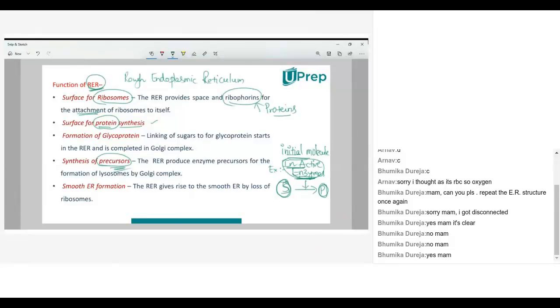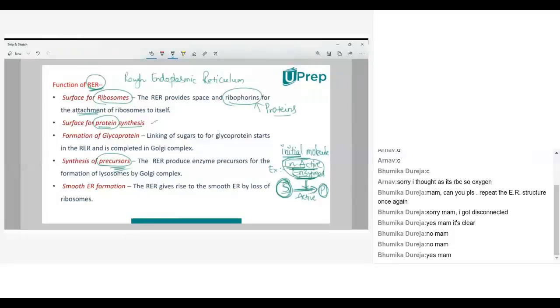the initial molecule. Until this inactive enzyme comes across this reaction, it will be in inactive form. Once it gets involved in this reaction, it will make the substrate get converted to product. So the inactive enzyme is converted to active form. So what is the previous form? What is the initial form?